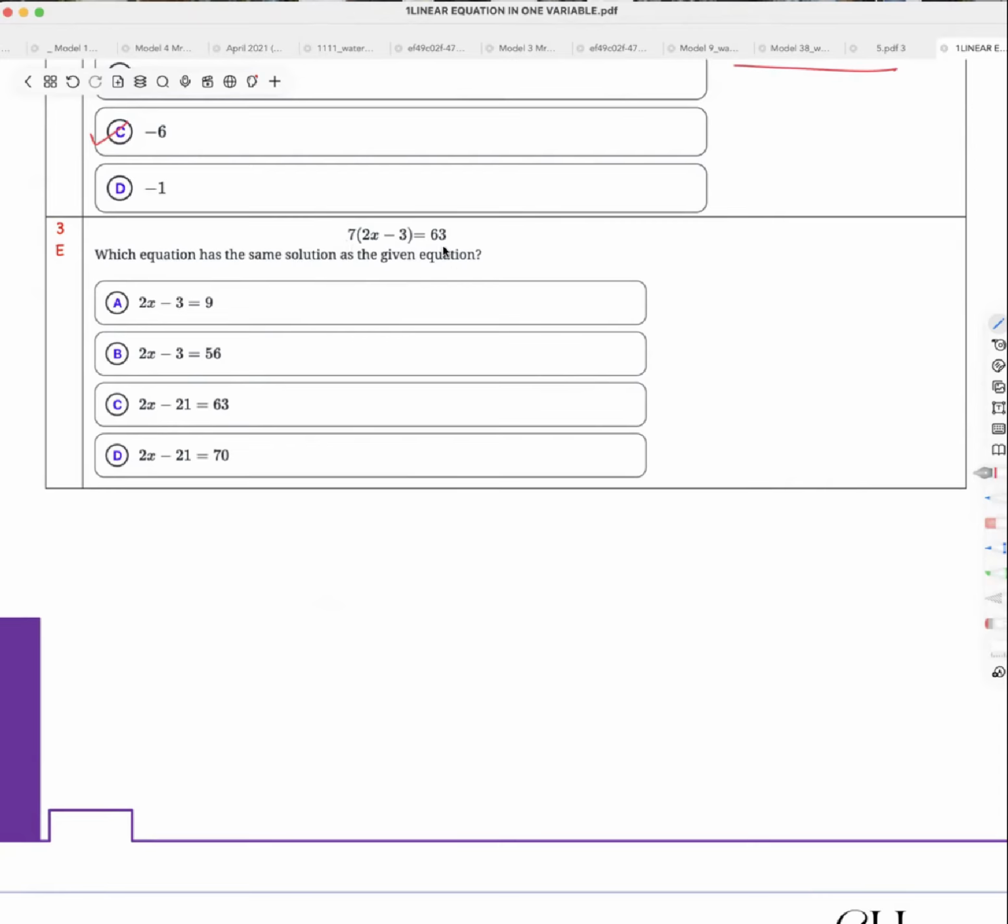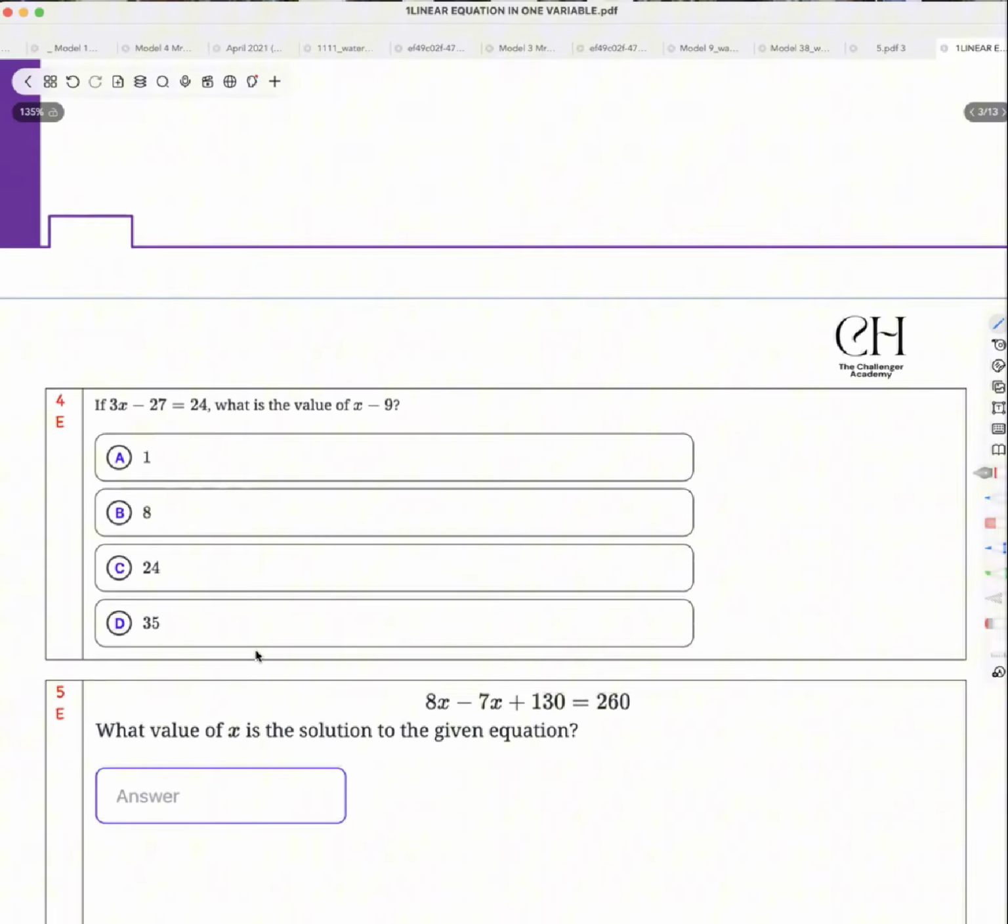Divided by 7, divided by 7. So it will be 2x minus 3 equals 63 divided by 7, which equals 9. So 2x minus 3 equals 9. This is the same equation, so the answer is A. Let's move to another question. Question 4.